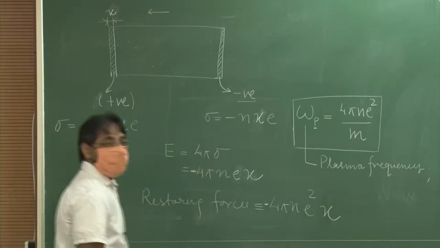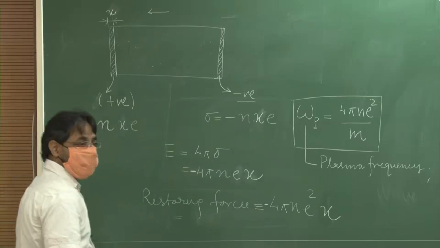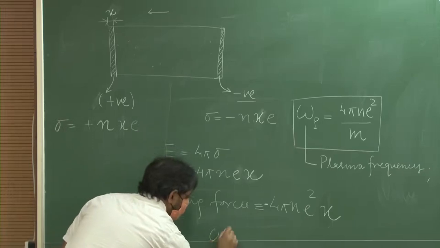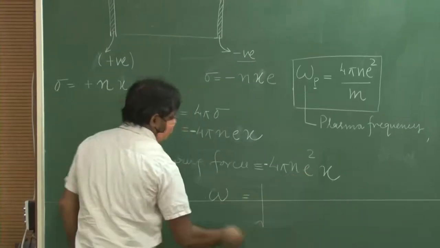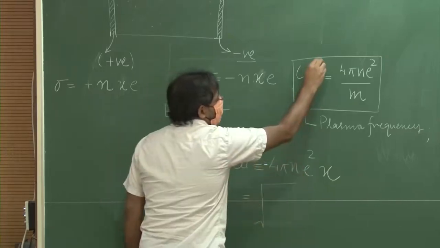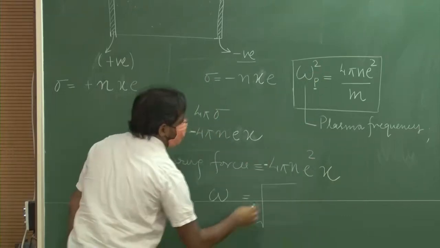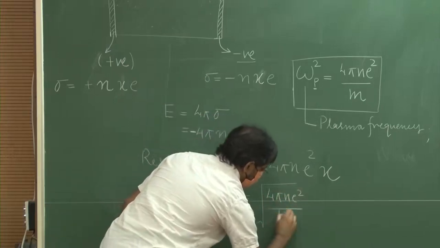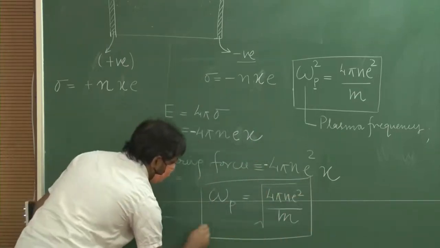And this is the characteristic of harmonic motion, in fact simple harmonic motion, whose frequency is given by under root k by m, isn't it? So, the frequency of the oscillations that will result from this restoring force will be simply square root of k by m, and k is this quantity over here. Remind you, this is omega p square. So this quantity over here is your k. So k by m is nothing but 4 pi n e square by m. So that's the derivation for omega p, and we call it plasma frequency.